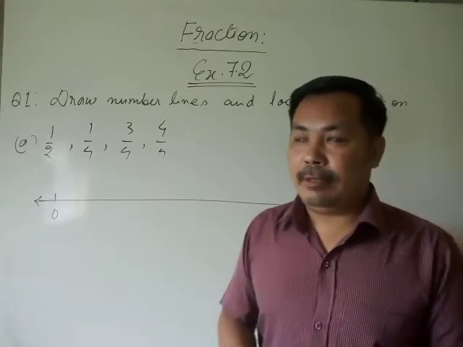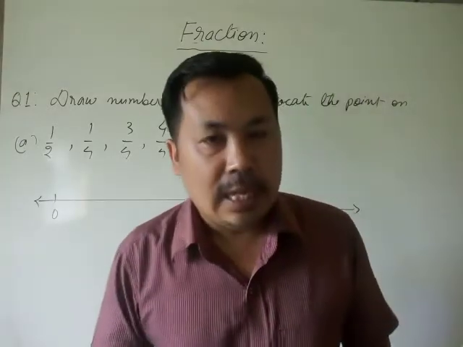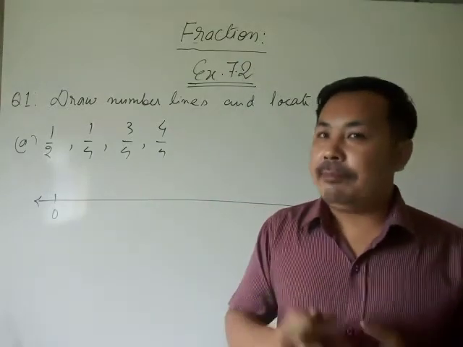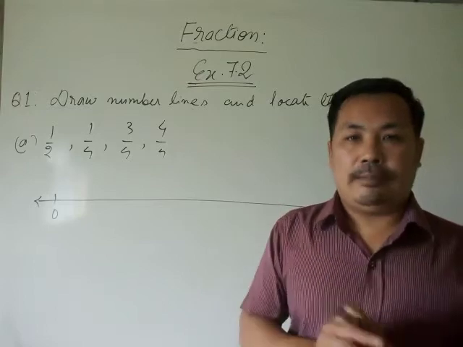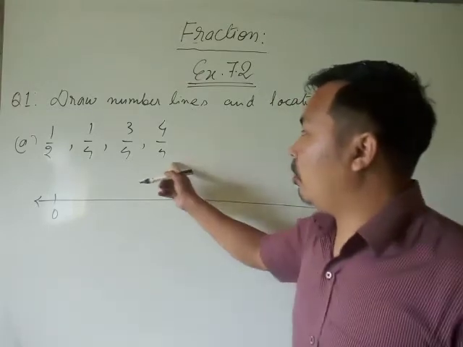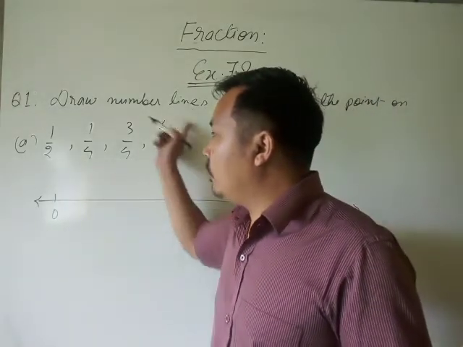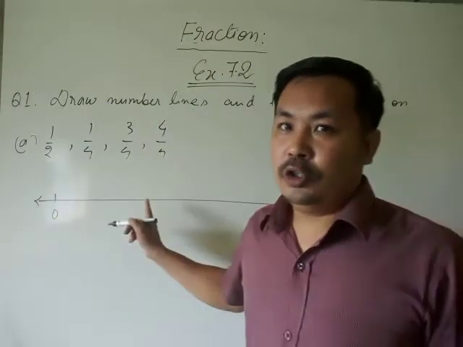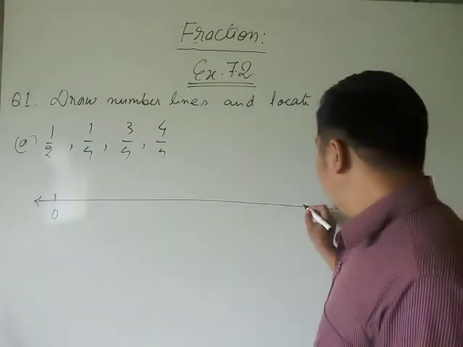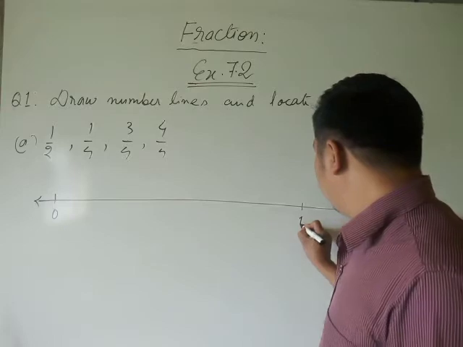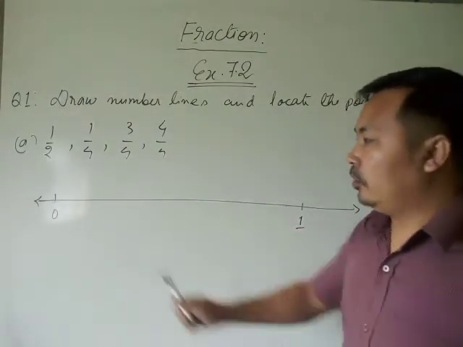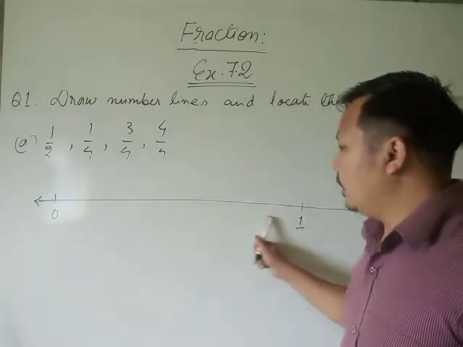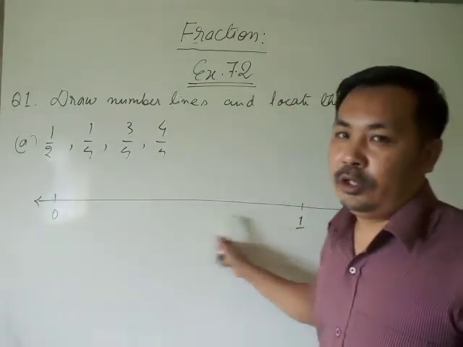But if the fraction is a proper fraction, then it will be lying between 0 and 1 on the number line. So all are proper fractions, which means all these points will be lying between 0 and 1. Let us take here 1. All are positive, so it will be plus 1, isn't it? So all these points will be lying between this 0 and 1 here.